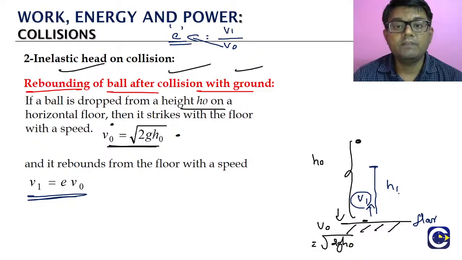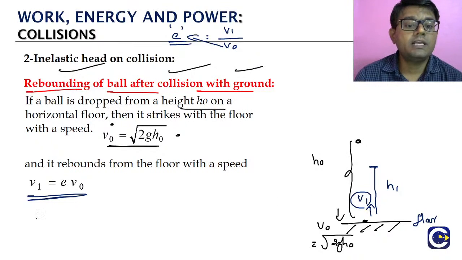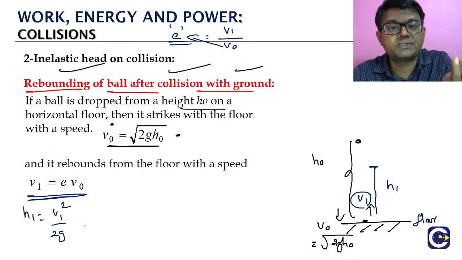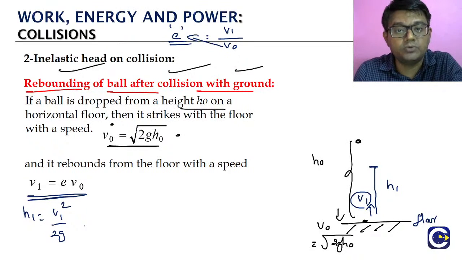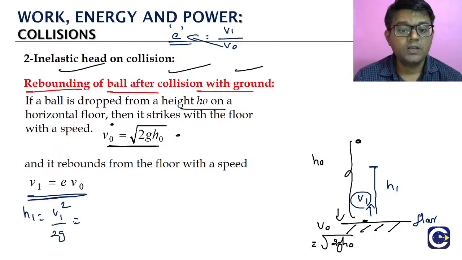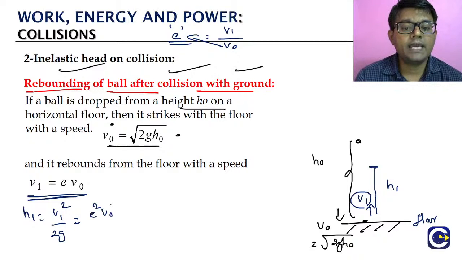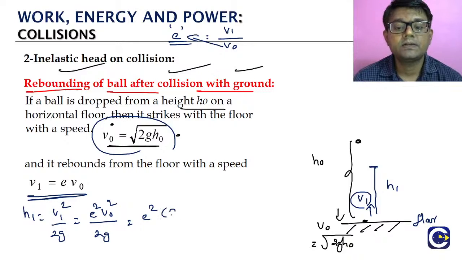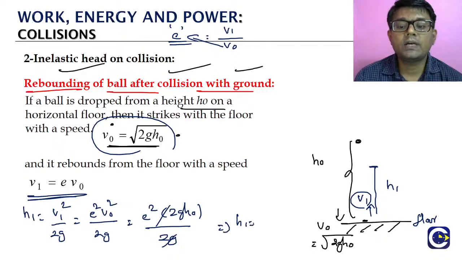Now with this v1 it is going up to height h1. So what will be the h1 value? v1 square by 2g, correct? Because if you throw an object with a velocity u upwards, how much height will it go up to? u square by 2g. These are the results that we have seen in the kinematics, vertical straight line motion. So v1 square means e square v0 square by 2g. What is v0 square? v0 is root 2g h0, so v0 square is 2g h0. So h1 is equal to e square into h0.